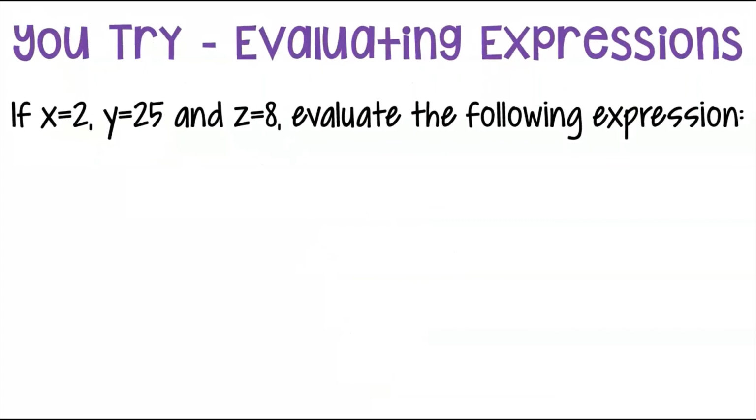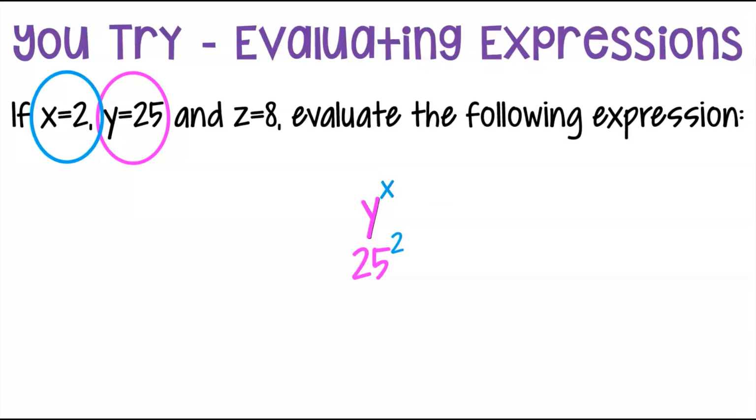All right, how about trying this problem? Again, x is 2, y is 25, and z is 8. Evaluate the expression y to the x power. First, we have to identify our variables. We have a y, which is 25, and an x, which is 2. That means that this expression will change into 25 to the second power. That means 25 times 25 for a grand total of 625. So the value of y to the x when y is 25 and x is 2 is 625.